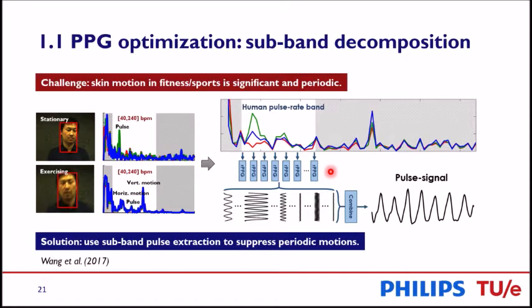And then we propose a subband decomposition approach that extracts the pulse in the frequency domain. Because in the frequency domain, the FFT domain, we can separate different frequency bins. And in the FFT domain, we do the local pulse extraction per frequency band. In this way, we can suppress this periodic frequency component.